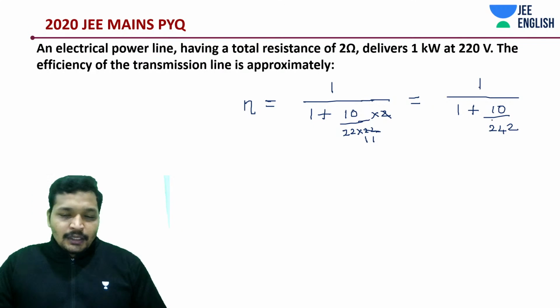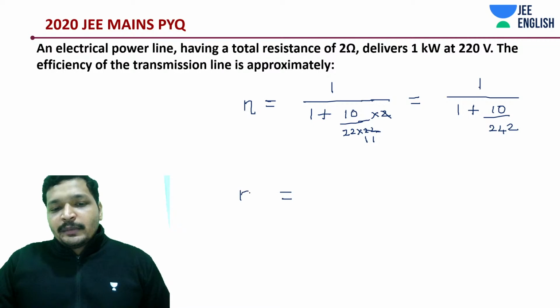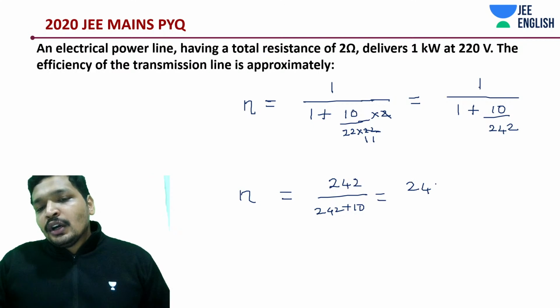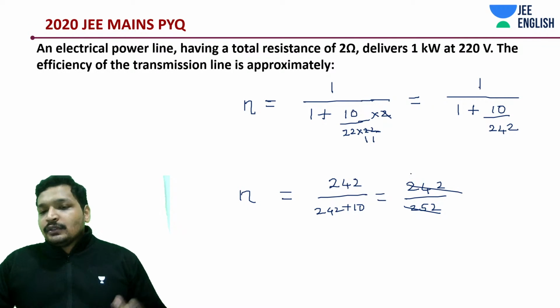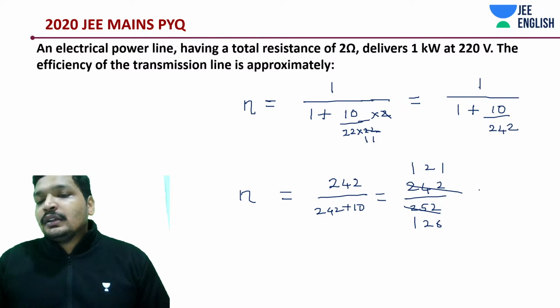242. There is no root other than this. Now just try simplifying. What do I mean by simplifying things? Now get to the rest of the process. This 242, and on the numerator this 242 will go. Basically 242 divided by 242 plus 10, which is nothing but 242 divided by 252. Okay, you can simplify this thing once at least. This is going to be 121. This is going to be 126. Okay, that's it. 121 divided by 126.